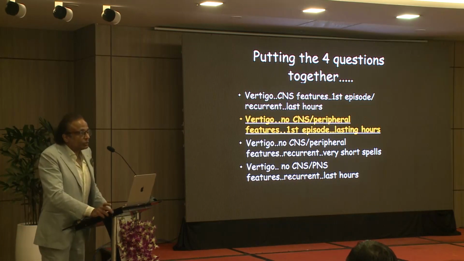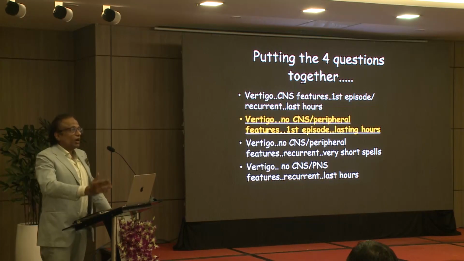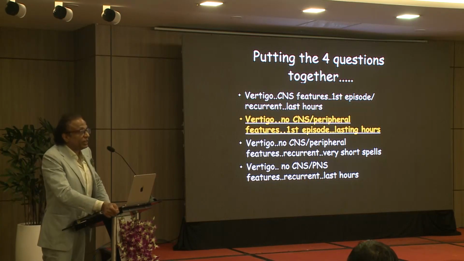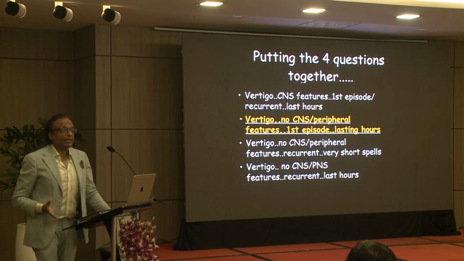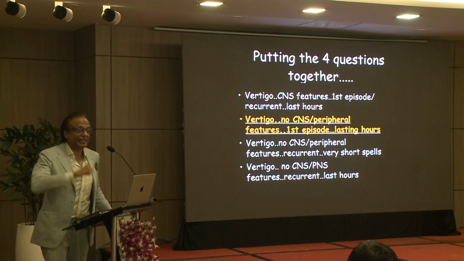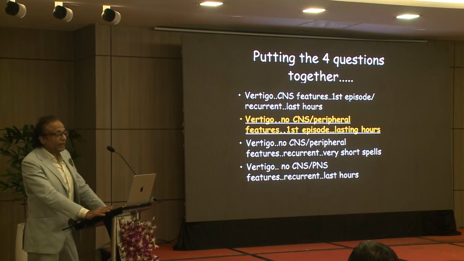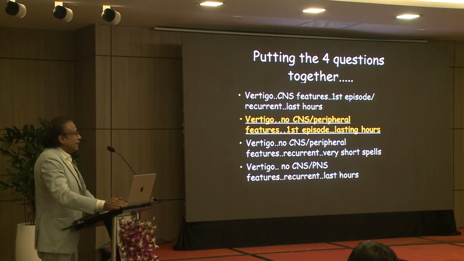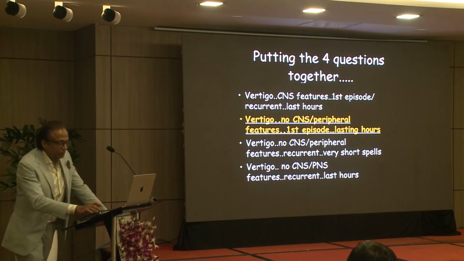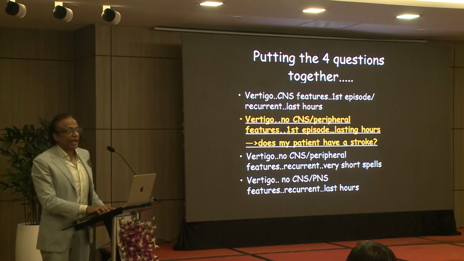Now, when given this question, a lot of doctors will say the absence of CNS features here will suggest this is peripheral. But that is actually a cognitive bias. Because the absence of CNS features does not mean that this is not a central nervous system disease. So in this particular case, the absence of a finding is not as useful as the presence of a finding. So this brings me on to the next question, which is, does my patient have a stroke?